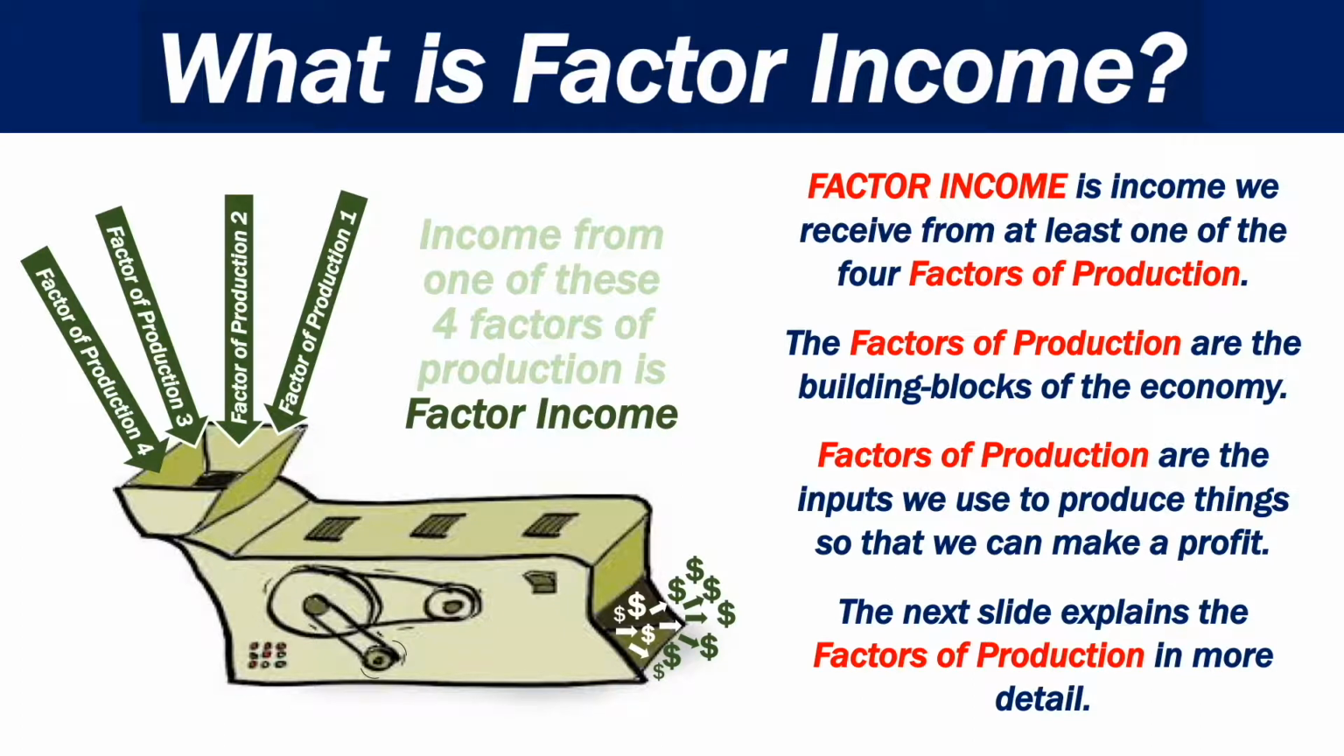is income we receive from at least one of the four factors of production. The factors of production are the building blocks of the economy. They are the inputs we use to produce things so that we can make a profit. The next slide explains the factors of production in more detail.